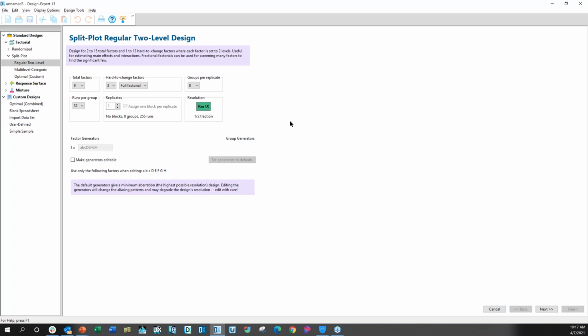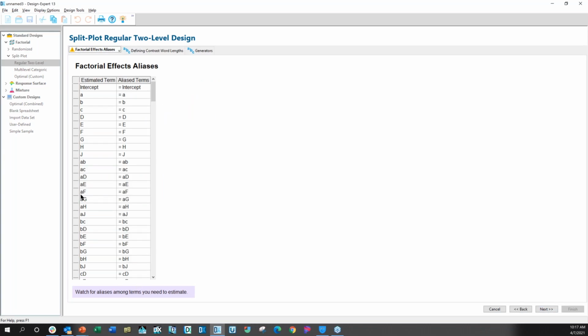That's going to be a resolution 9 design. So that just means that main effects get aliased with 8-factor interactions, and so we don't have to be very concerned about aliasing in this. Okay, so then we'd say, okay, that's what we want. And this is just showing that the aliasing is not important. There's nothing of main effects with other main effects, or 2 factors with other 2 factors. Main effects are aliased with 8-factor interactions, and 2 factors are aliased with 7-factor interactions, so that's not going to be a problem. Okay, so we go to the next.